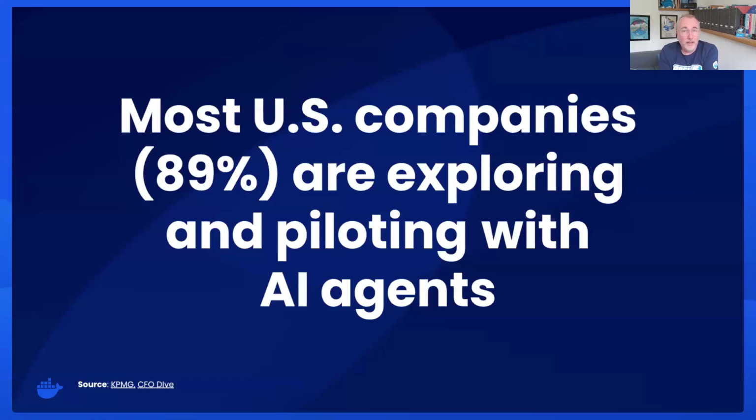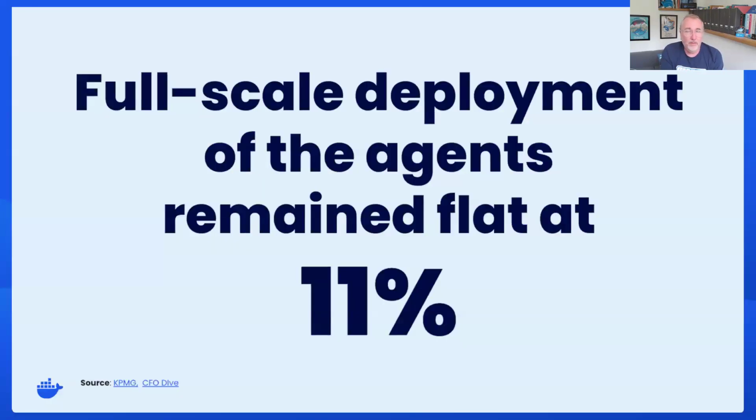So this is reflected in industry data. Despite the headlines, most developers are still in the early phases of working with agentic system. According to KPMG, while almost 90% of US companies are exploring or piloting AI agents, only 11% have deployed them at scale, right? So you can see the differences between like tinkering and actually shipping things in production.